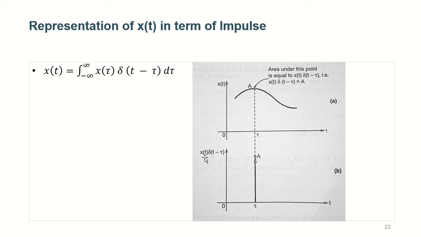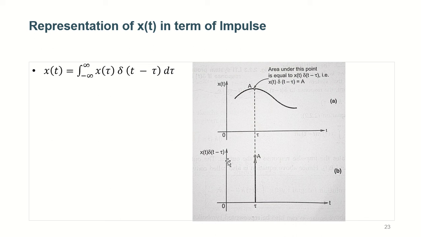So what we are doing, we are taking a point A of my x of t system, and we are representing it by the impulse. What impulse are we taking? See here, delta t minus tau. Okay, so we are taking delta t minus tau impulse.